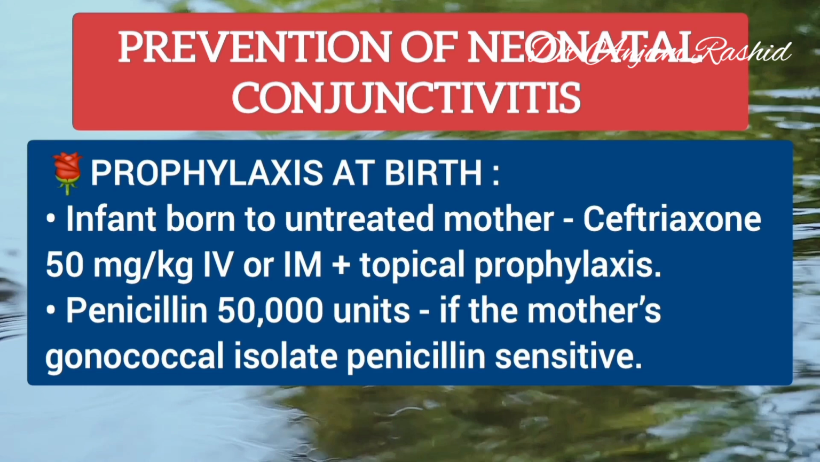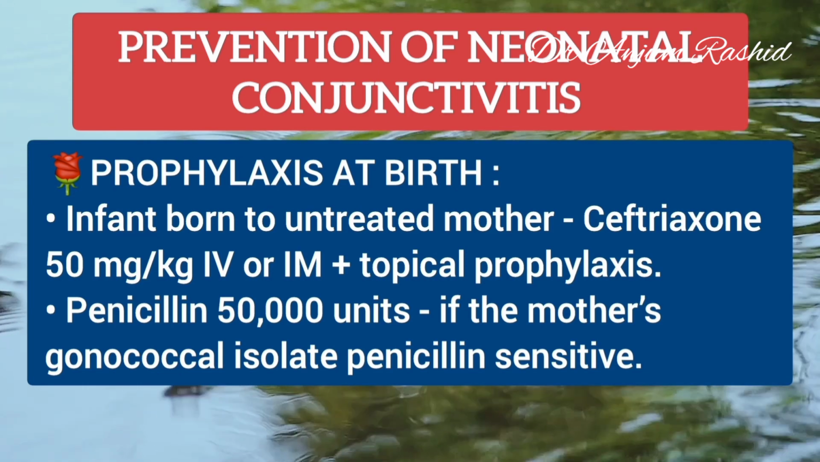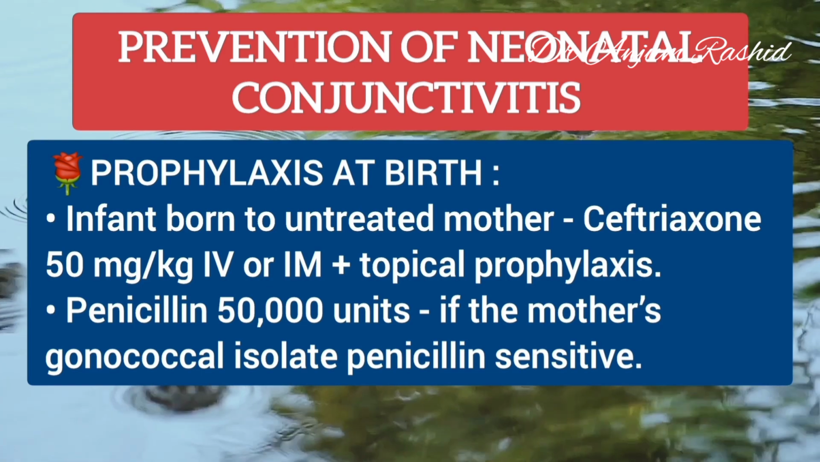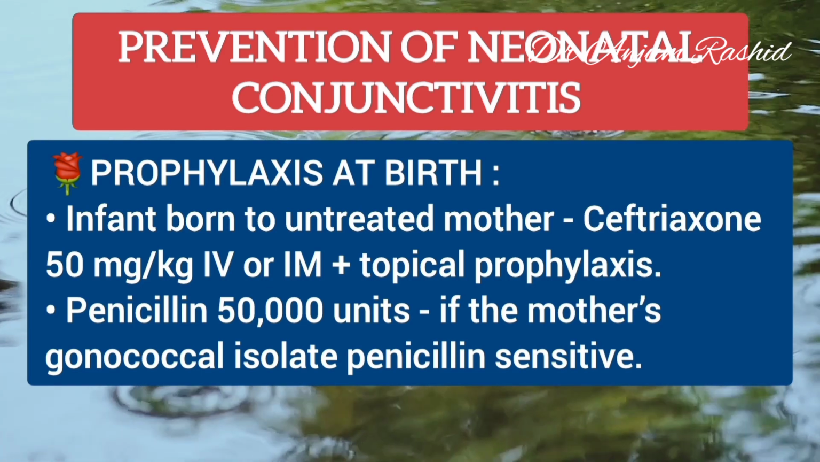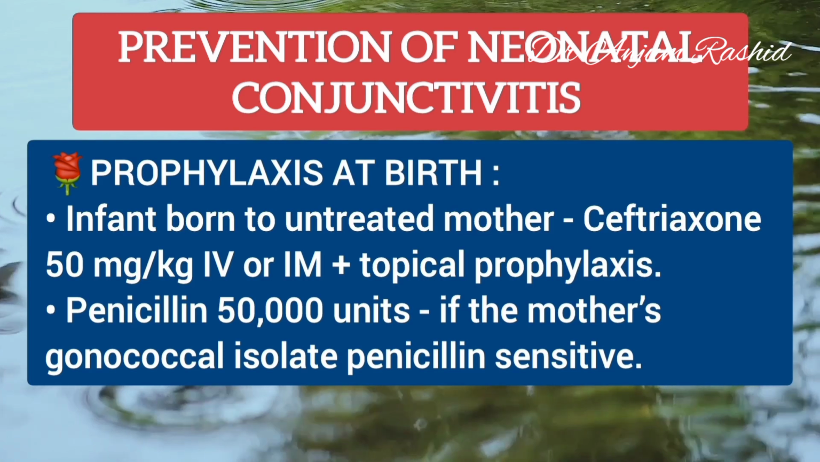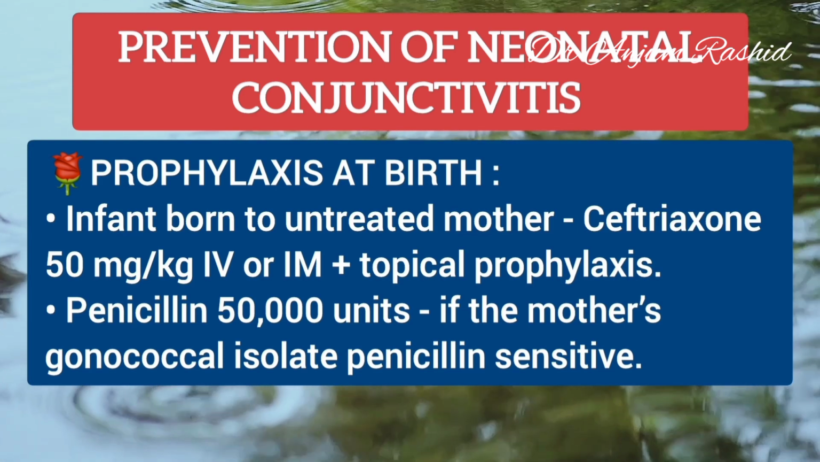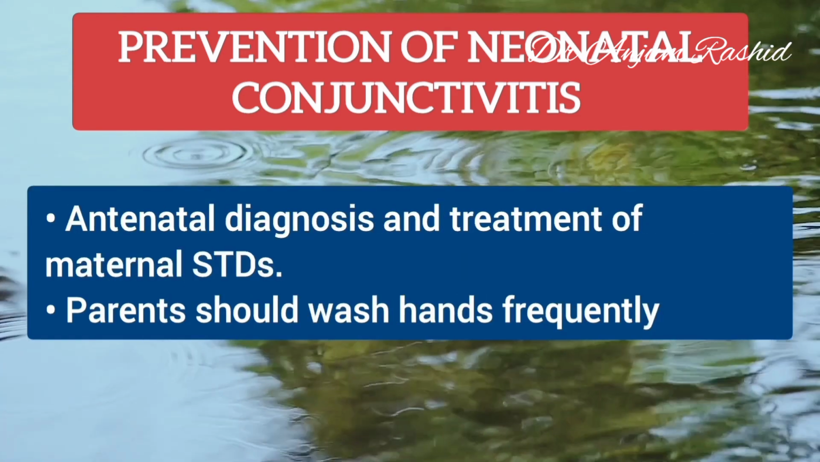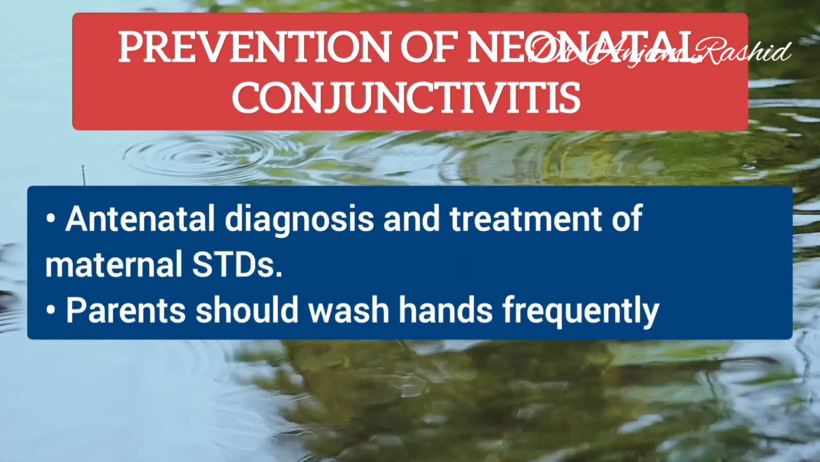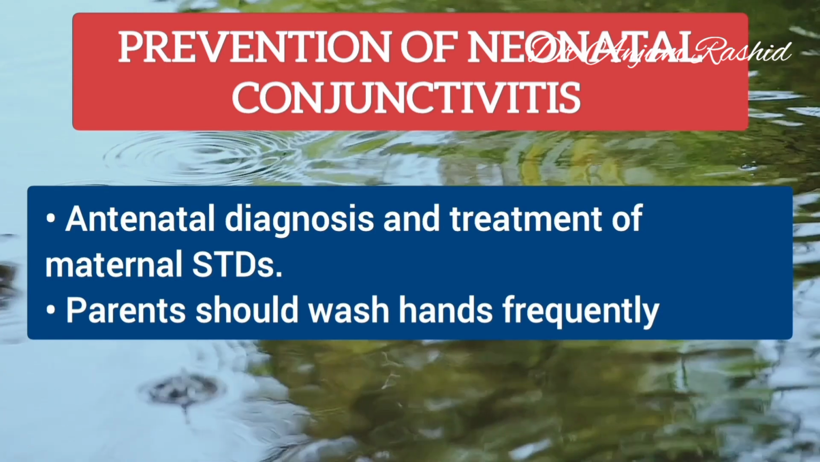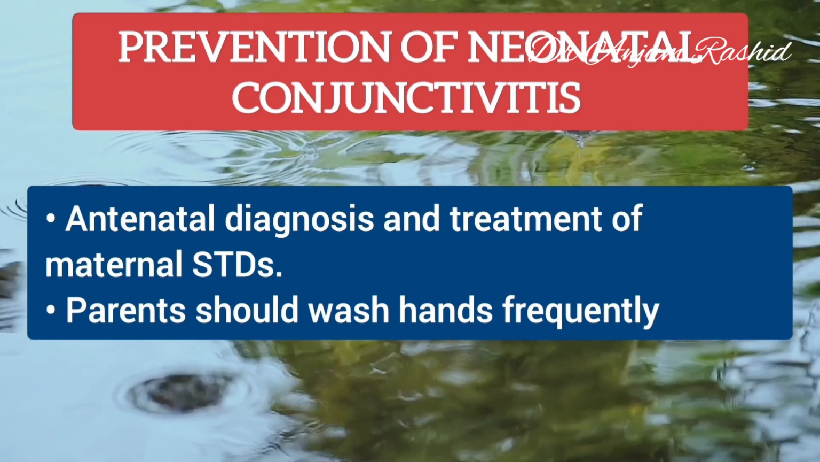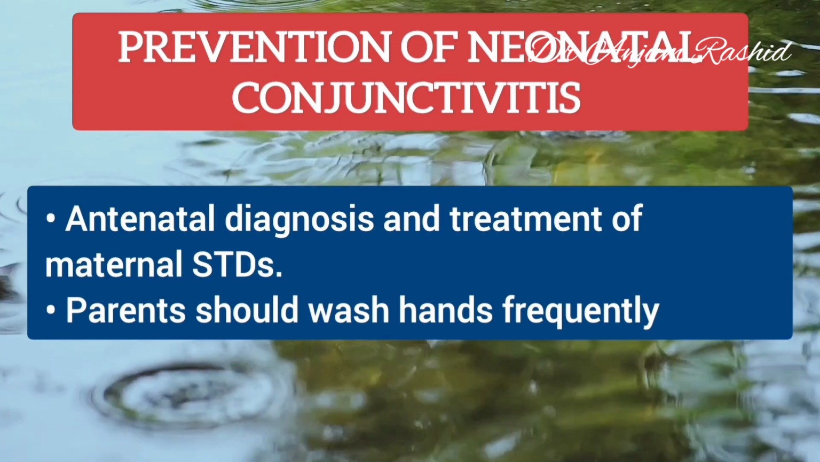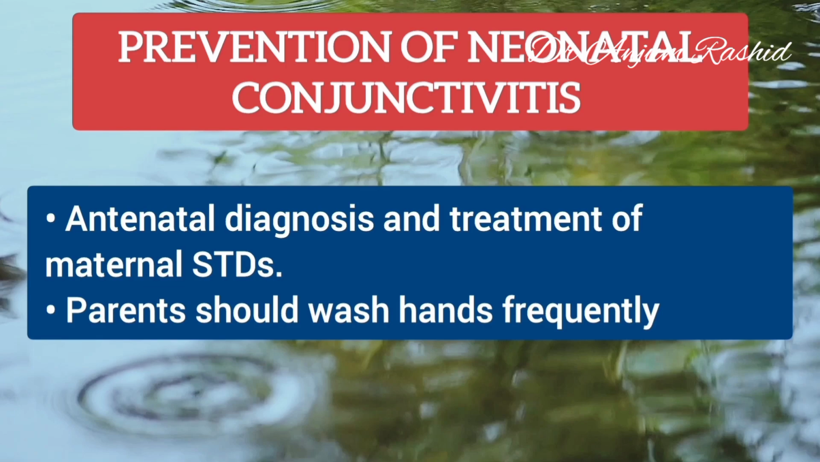Now, infants who are born to mothers who have untreated gonococcal infection should be given ceftriaxone 50 mg per kilogram intravenously or intramuscularly plus topical prophylaxis. Penicillin can also be used if the mother's gonococcal isolate is penicillin sensitive. Antenatal diagnosis and treatment of maternal sexually transmitted disease is important for the prevention of neonatal conjunctivitis. Parents should be advised to wash hands frequently in order to prevent the transmission of infection to their babies.